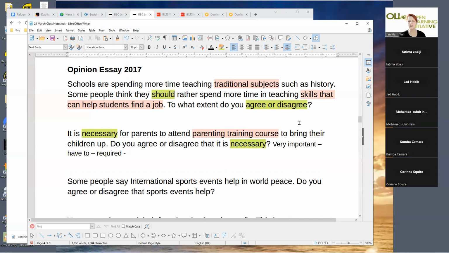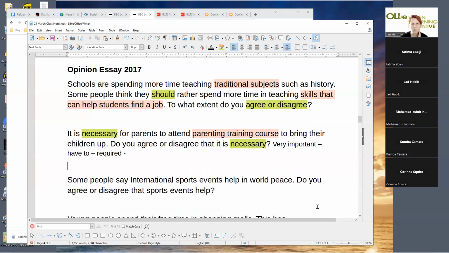Okay. So it's important to look at that keyword and come up with some synonyms for it, because it's quite a different thing to say parenting courses should be available for parents to take, or should it be necessary? Should they have to take them? Should it be required? That's a very different question, isn't it? From saying, should they be available or should they be required? Very different questions. Is that clear? Yes. Good. Okay.